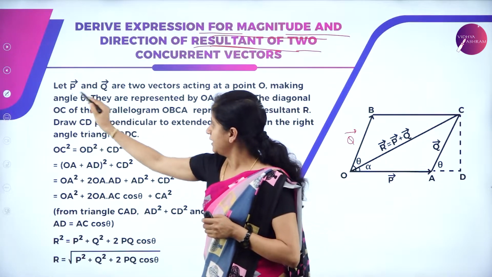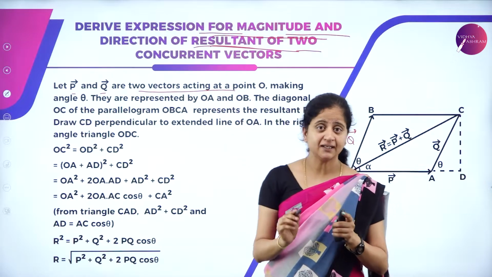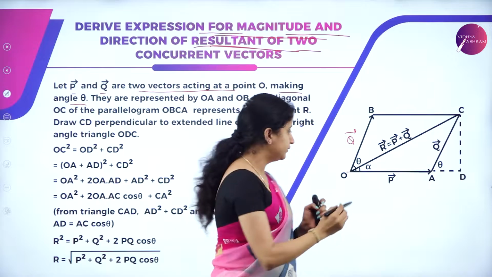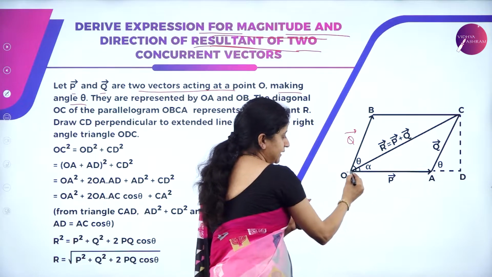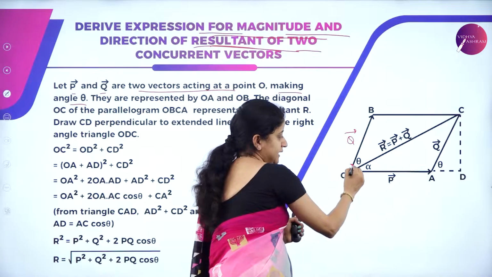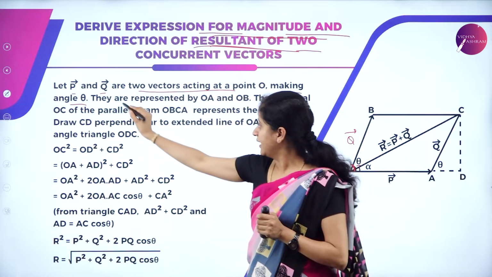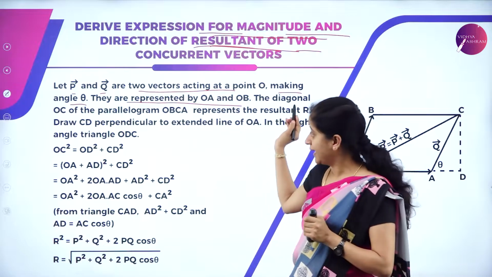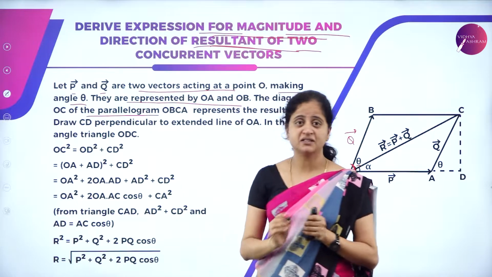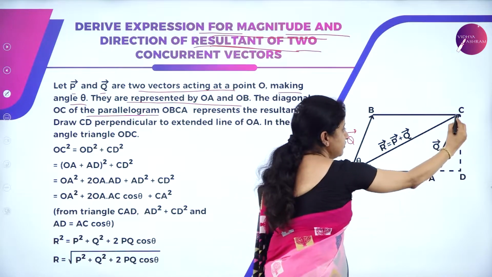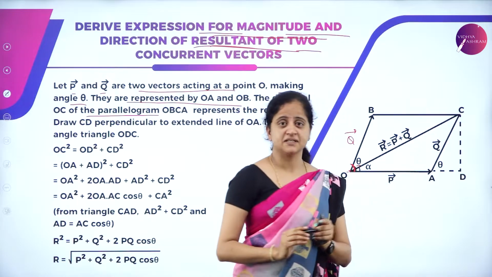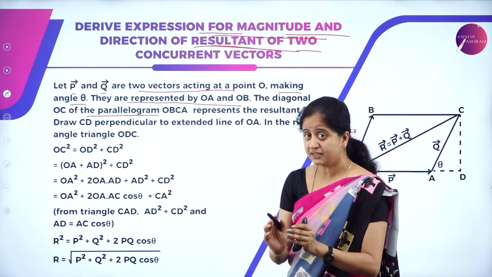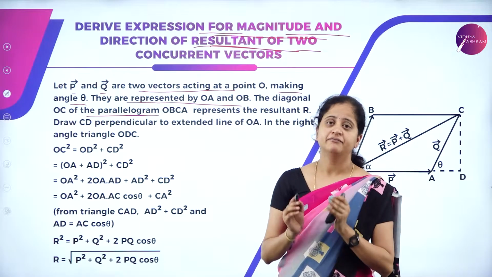Let p and q be two vectors acting at a point O, making an angle theta. Look at this, p and q are acting at a point O, making an angle theta. They are represented by OA and OB. The diagonal of the parallelogram, that is OC, represents the resultant of these two vectors, the resultant of vector P and vector Q.